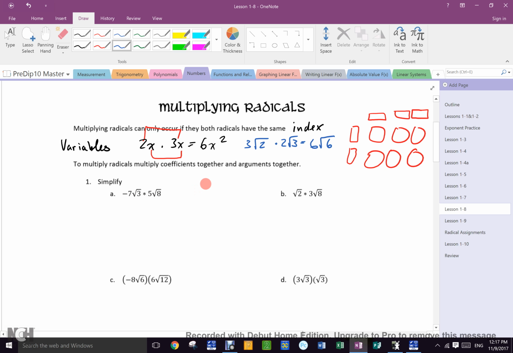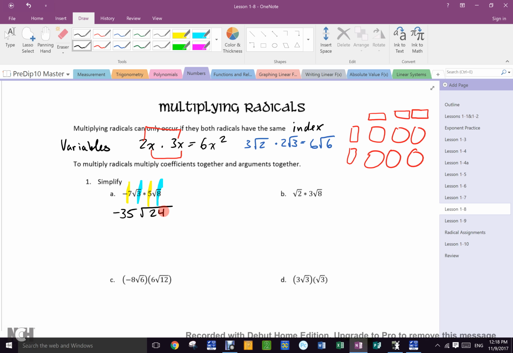What am I going to do there? Well, I'm going to take the radicands and the coefficients, and I'm going to multiply them together. So the yellows go together to get what? Negative 35. The blues go together to get what? Root 24. Is that the right answer? Yes, it absolutely is the right answer.